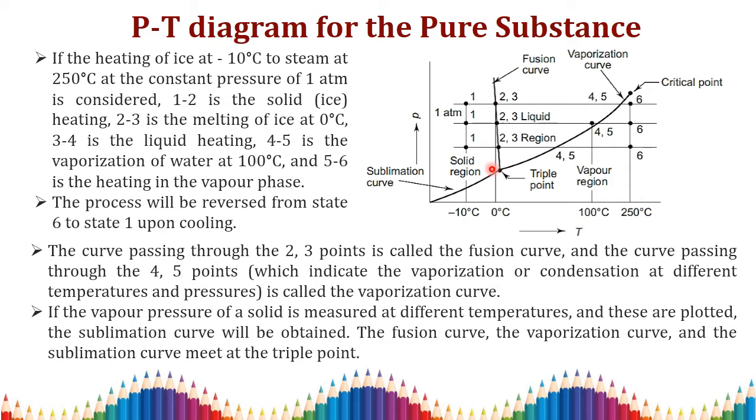The vapor pressure of the solid is measured at different temperatures, and these are plotted to obtain the sublimation curve. Okay, the fusion curve, the vaporization curve and the sublimation curve meeting point is called your triple point.